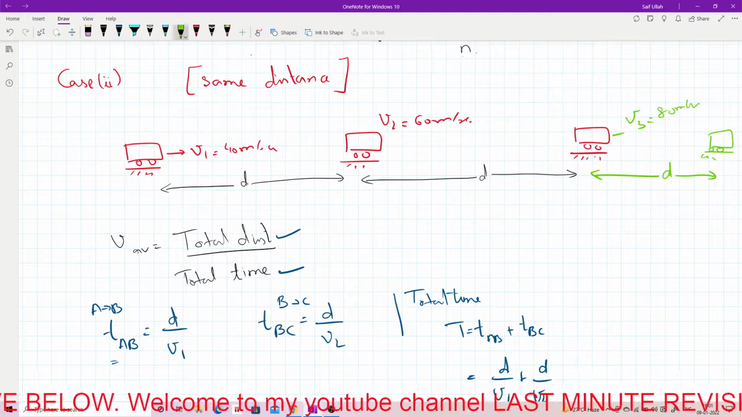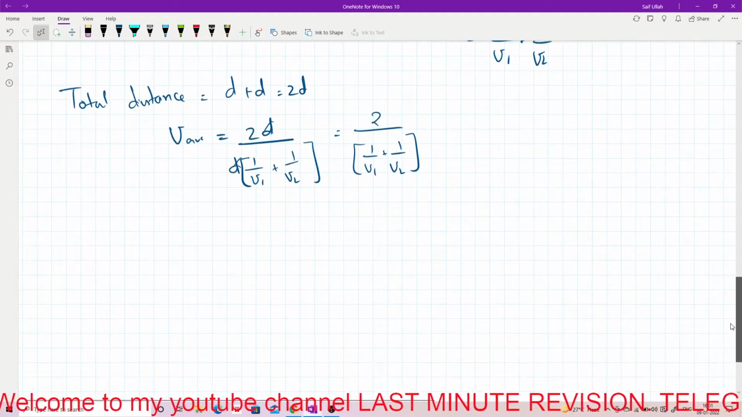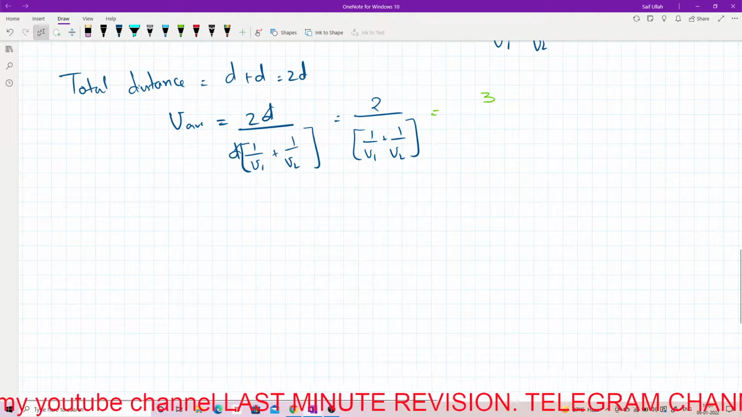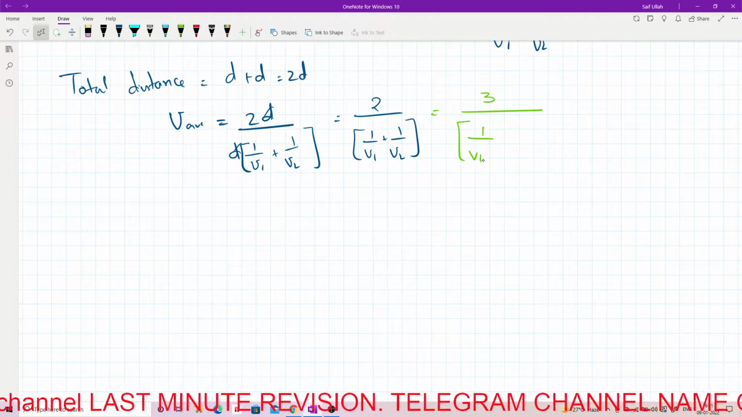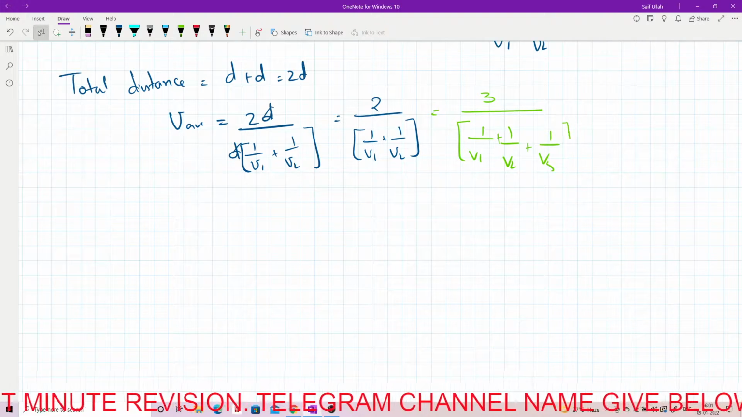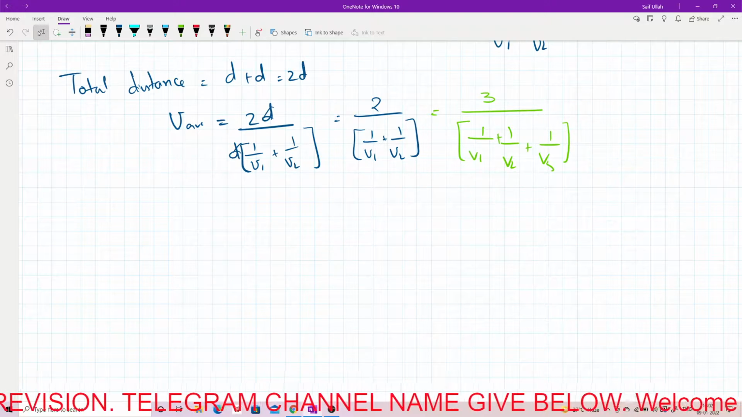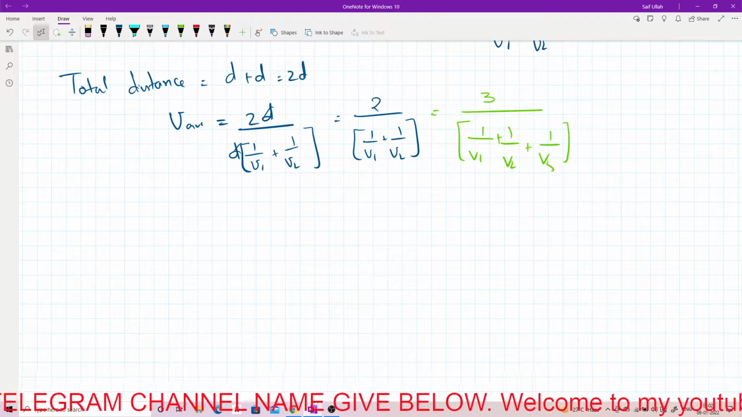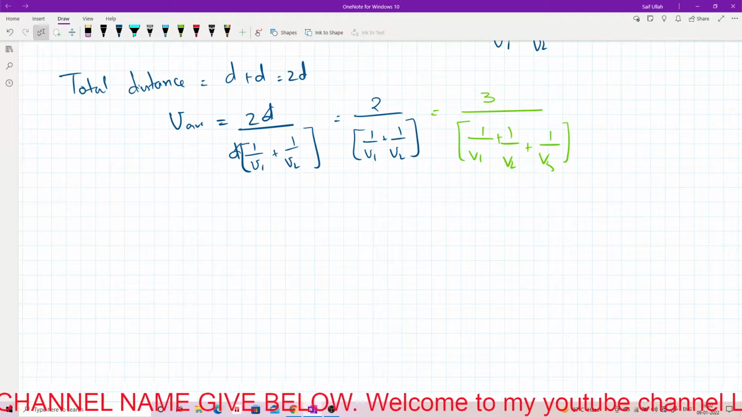So how can you extend the formula? As it is using the same distance, the number of terms in the denominator increases, given by 1 by v1 plus 1 by v2 plus 1 by v3. So by this you can change the formula based on the requirement. Now we will see some other case.